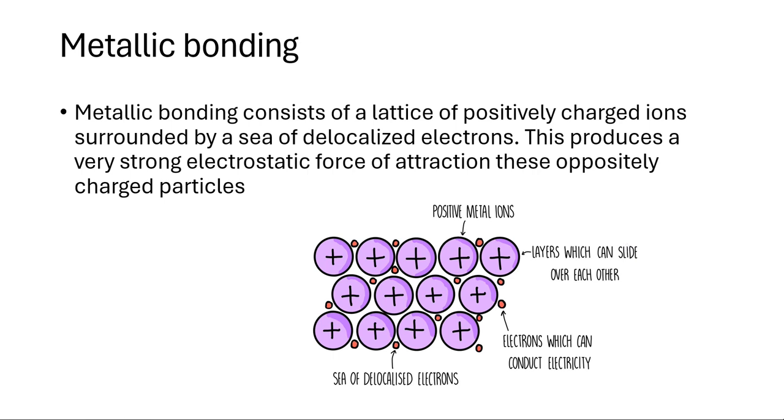Metallic bonding consists of a lattice of positively charged ions surrounded by a sea of delocalized electrons. This produces a very strong electrostatic force of attraction between these oppositely charged particles. So basically a metal doesn't just exist on its own. It's not an atom like size. When you look at a metal, you see a brick of iron or whatever.